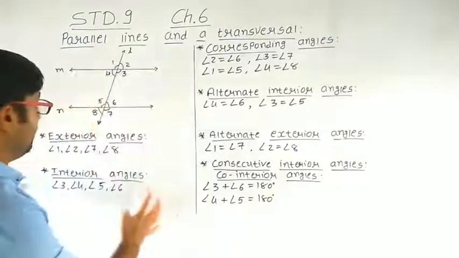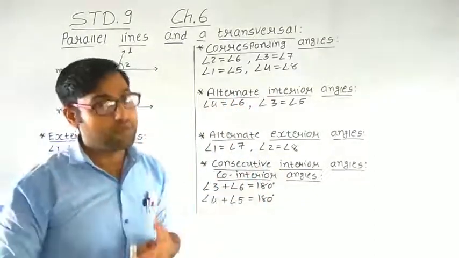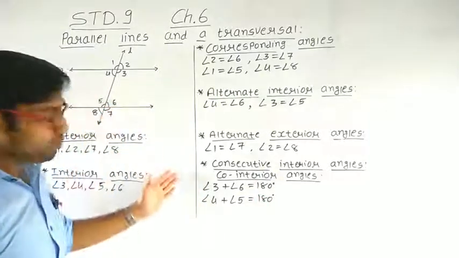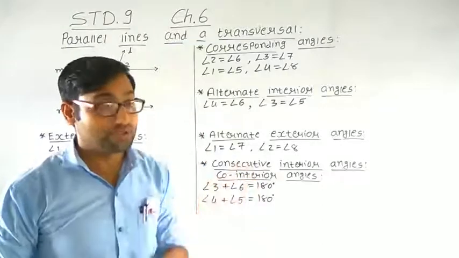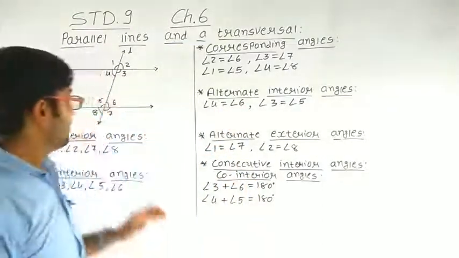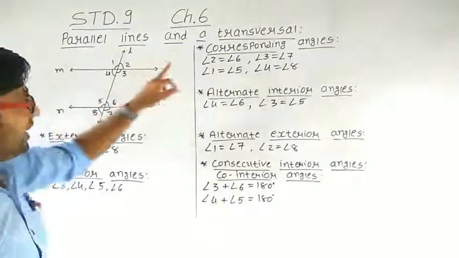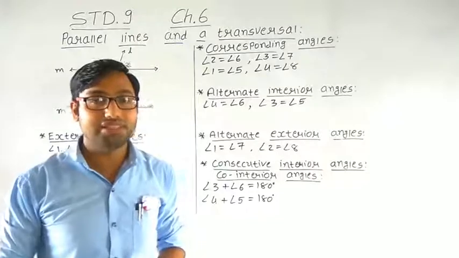Okay, so these all are the different kinds of angles that we have to keep in mind. Based on this, we will solve the exercise. We have to do the theorems. So you have to keep all these things in mind, right? This is all about parallel lines and a transversal. Okay, this is all about this lecture.